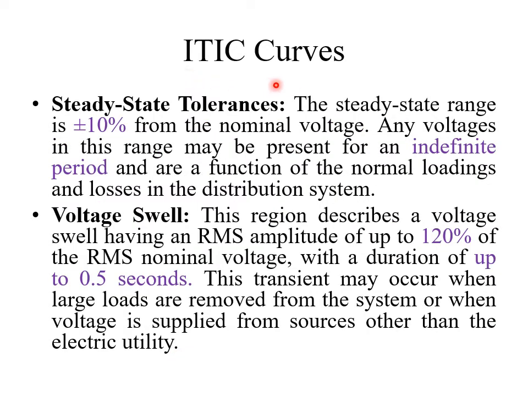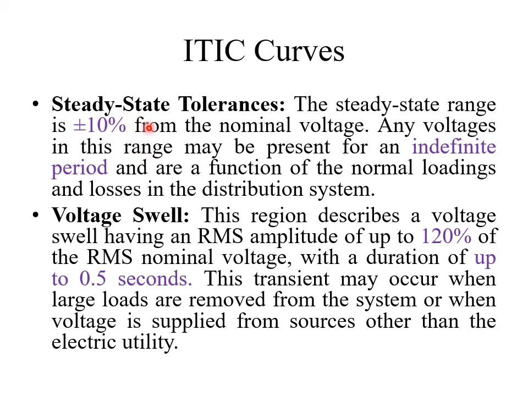Some inferences from the ITIC curve. First, the steady state tolerance. The steady state tolerance range is plus or minus 10 percentage from the nominal voltage. For example, if the nominal voltage is 230 volts, plus 10 percentage means it will be 253 volts. Similarly, for minus 10 percentage, you have to subtract 23 from 230. So what is that voltage? It will be 207 volts.